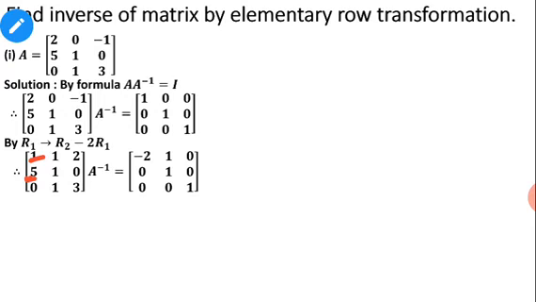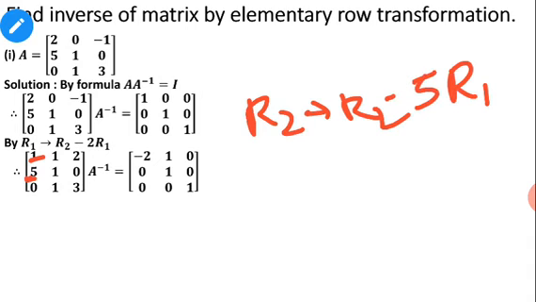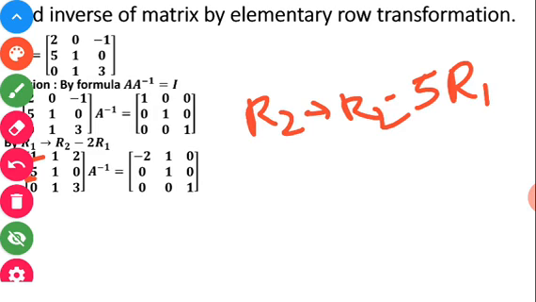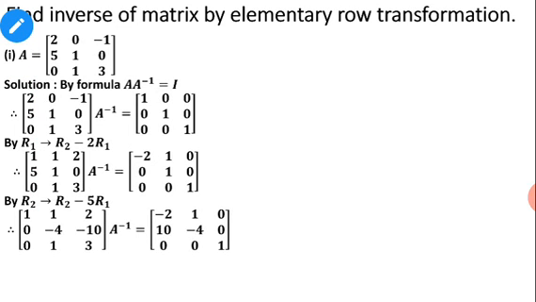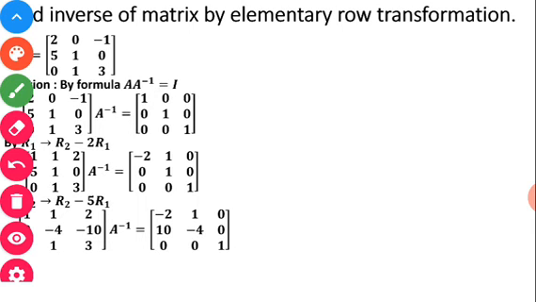ओके, तो what operation we are going to take कि we are going to do what? R2 goes to R2 minus 5 R1, so that 5 will become 0. Let's see how. Okay, so I am doing the operation R2 goes to R2 minus 5 R1. If I'll perform this operation, so then what will happen, that the elements are going to be changed.